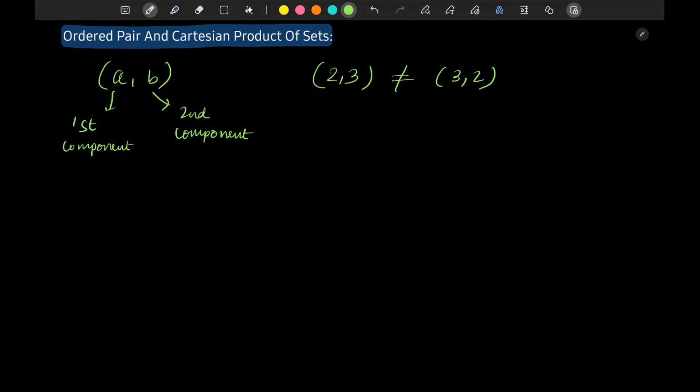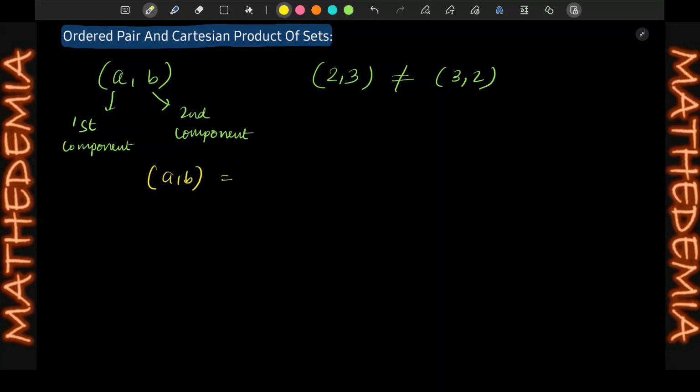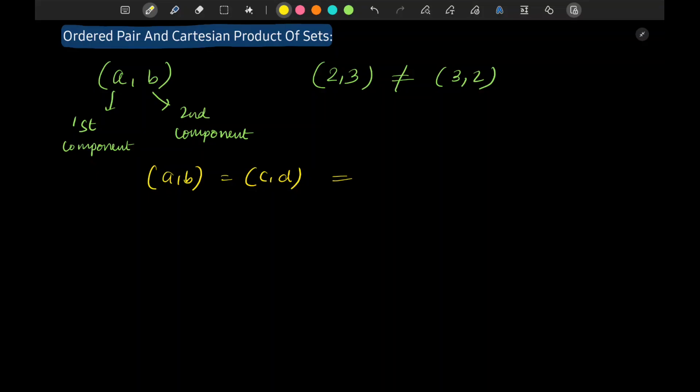From this, it follows that two ordered pairs (a, b) and (c, d) are equal if and only if a is equal to c and b is equal to d. By this, we mean that two ordered pairs are equal if and only if they have the same first and second components respectively.